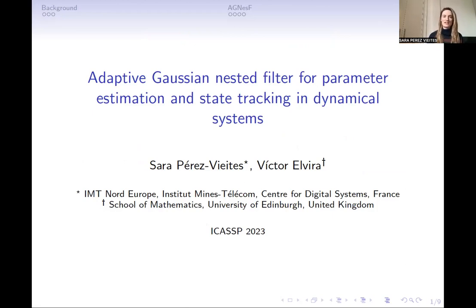Hi, I'm Sara from IMT North Europe, and I'm here to present my work on adaptive Gaussian nested filters. These filters belong to the nested methodology framework, and they aim at estimating both the parameters and the state of dynamical systems. This is a joint work with Victor Elvira from the University of Edinburgh.